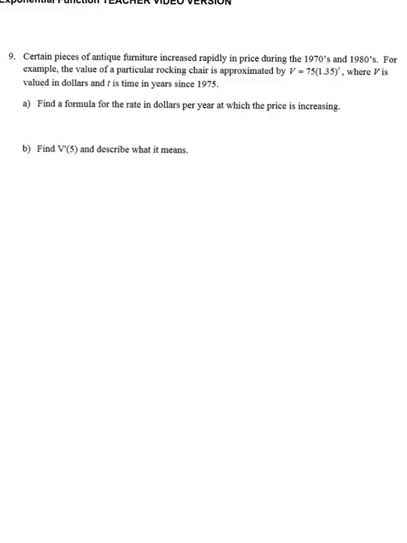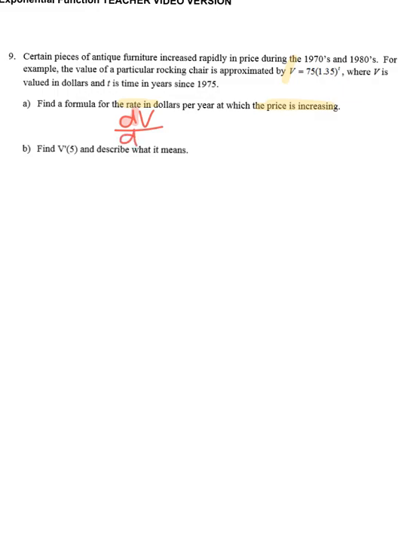Last example I've included here. Certain pieces of antique furniture increased rapidly in price between the 70s and 80s, and they give us a function that describes the value in dollars in relation to time. So part A, we're supposed to find a formula for the rate in dollars per year at which the price is increasing. You see the word rate right there. We're looking for the rate at which the price, which is V, is increasing.